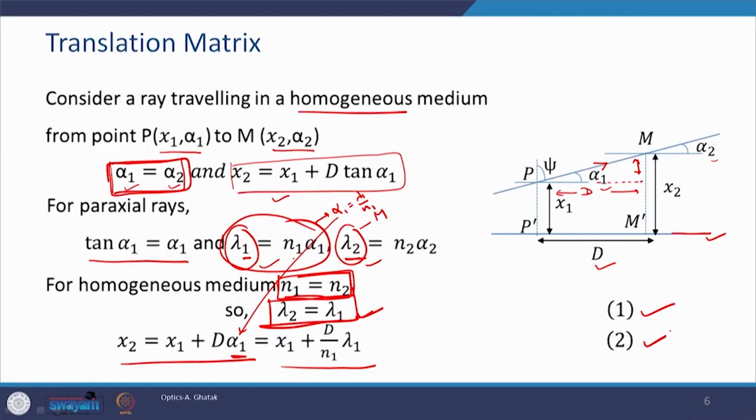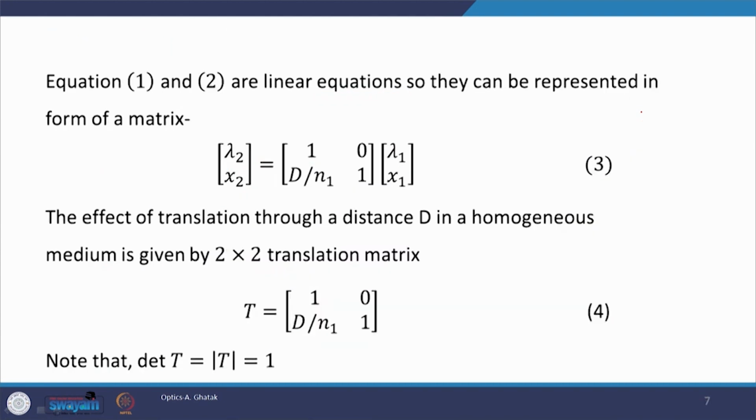Now, you see that on the left hand side of equations 1 and 2, it is lambda 2 and x2, while on the right hand side, it is lambda 1 and x1. Now, the ray is travelling from P to M. Once we know the coordinates of P, then we can also know the coordinates of M. How? Through equations 1 and 2. Now, we can write equations 1 and 2 in the form of a matrix. We can replace 1 and 2 with a single matrix. How to do this?